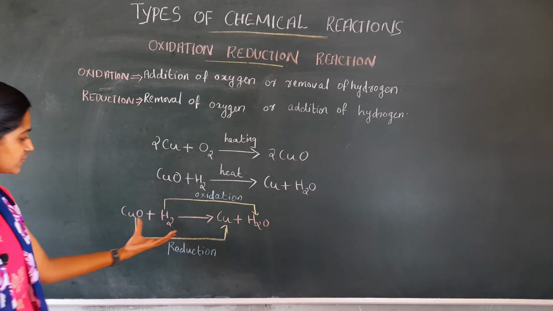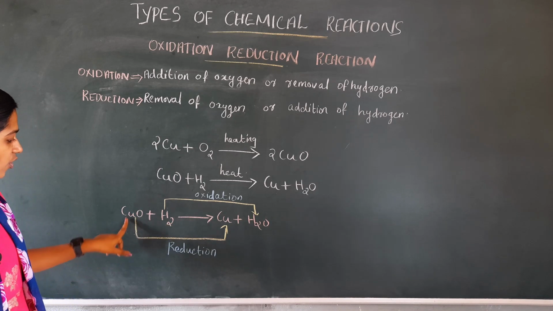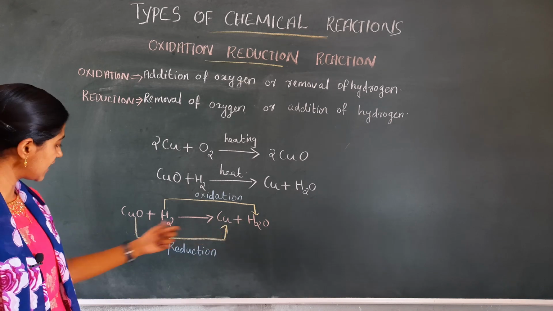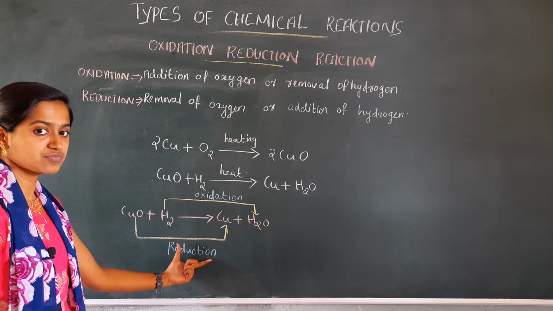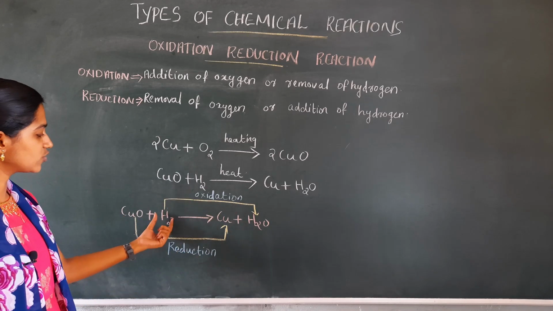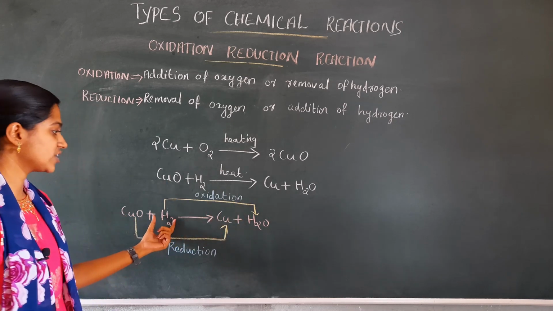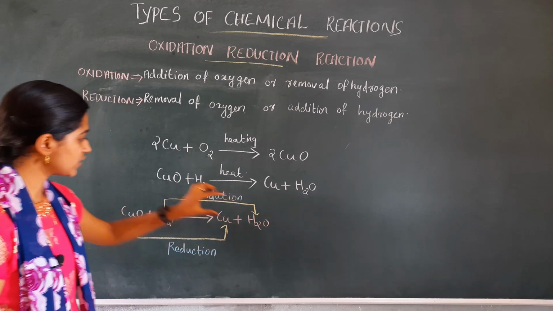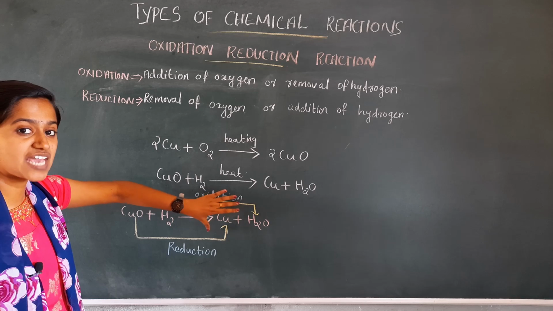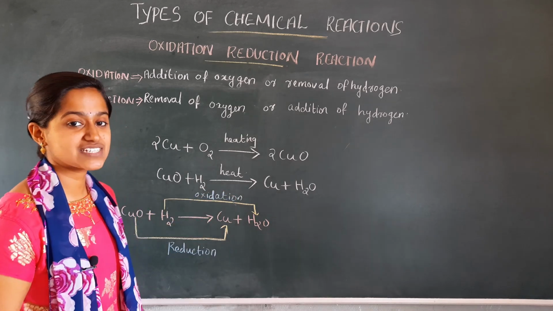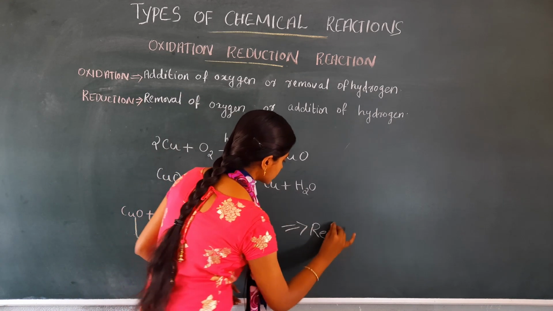Again we look into this equation: copper oxide on reaction with hydrogen. Here copper oxide is reduced to copper. That means oxygen is removed or hydrogen is added, that is, reduction takes place. And similarly, in the case of hydrogen, oxygen is added here, that is an oxidation reaction. So H2 is converted to water. So when we look at this, the oxidation and reduction reactions take place simultaneously. Such a reaction is called a redox reaction. So it is an example of a redox reaction.